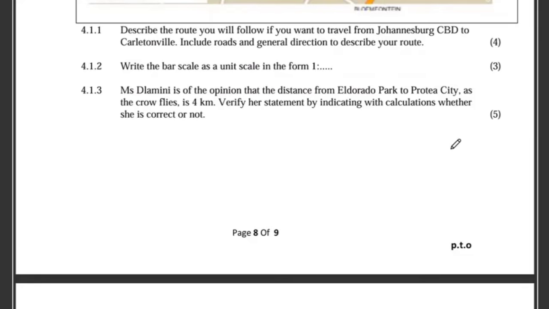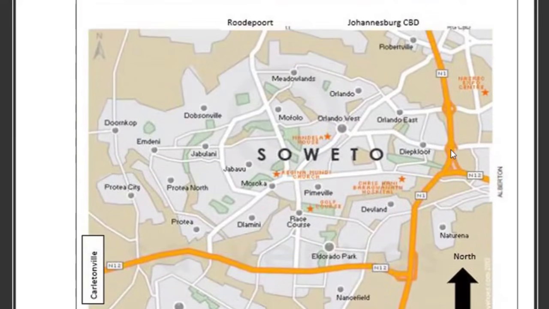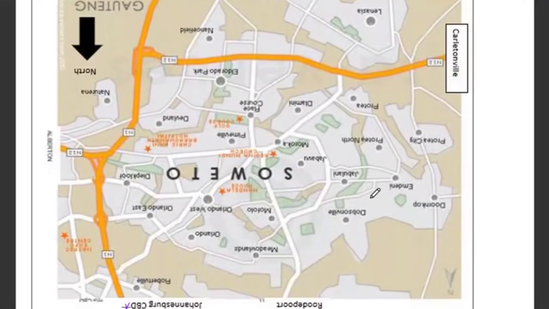Now, it's 4 marks. The moment you get something like this, check where you're moving from. You're moving from this side. So you will turn your map and let the map face that, because when you look at it nicely, it's Johannesburg CBD. So you're moving like this, you reach there, then you come this side like this. This is what you're going to describe.